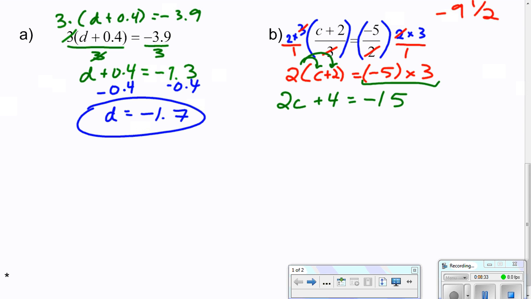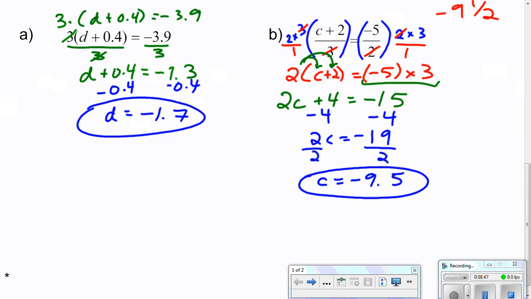Continuing to solve. I'm going to get rid of the constant. Minus 4, minus 4. 2c equals negative 19. Divide by 2. c equals negative 9.5. And that's the same thing that we got above. So we're good.